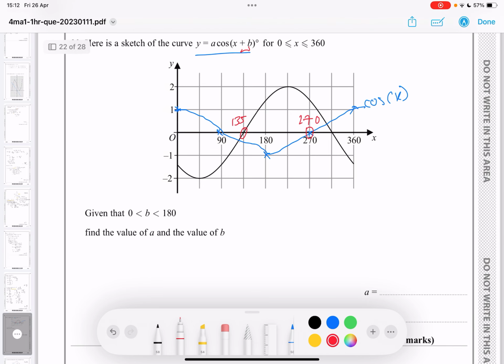So in the bracket, you will write 135 for b. b will be 135, because if that's x plus 135, what you're actually doing is subtracting 135, which gives you this, okay? So that's why b is 135.